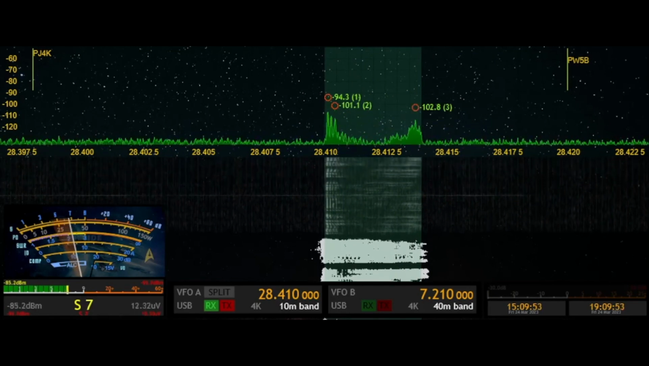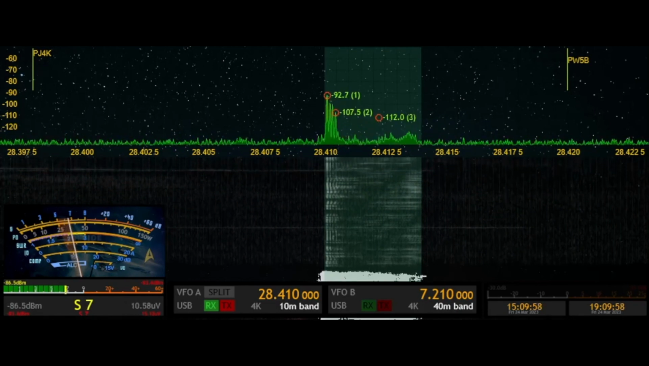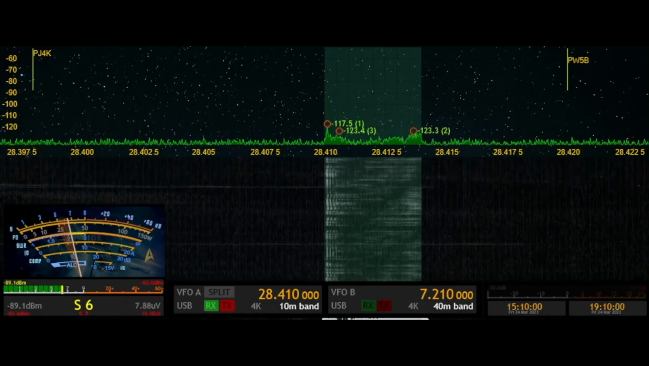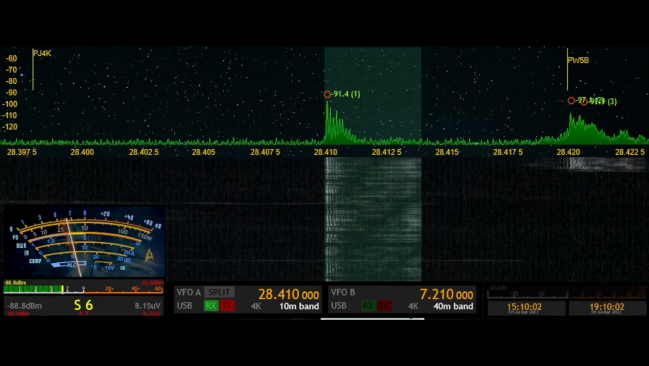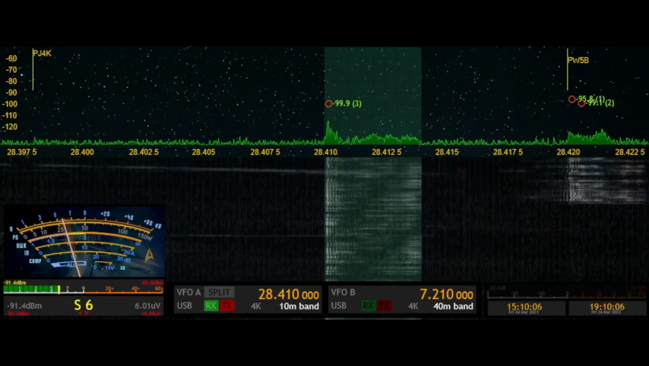Yeah, it's a little too low on the mic level. I can increase it more. We're going back to plus 10. Here's plus 10. Okay, I'm going to increase it more to plus 15. Here's plus 15. N4 VFR.